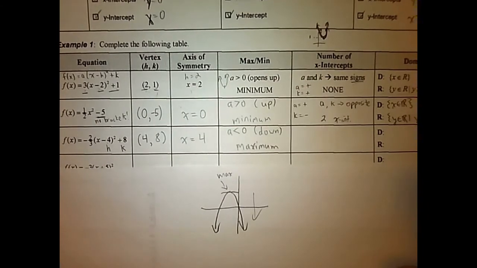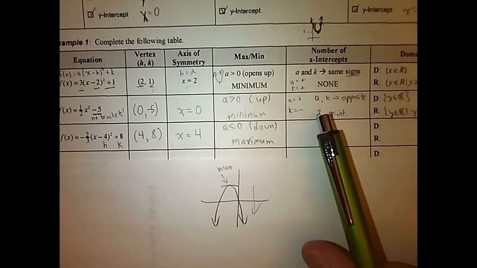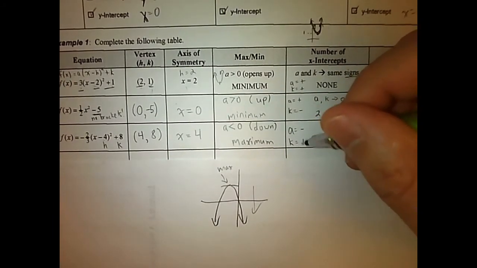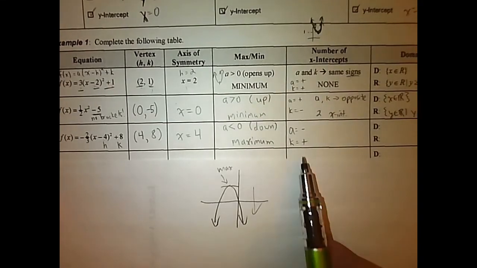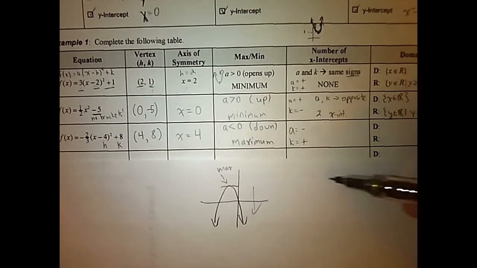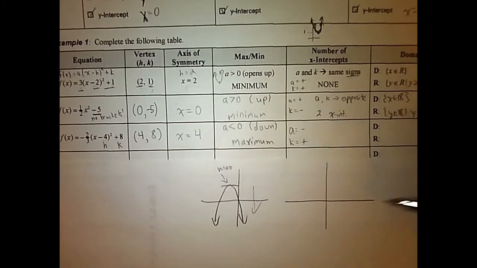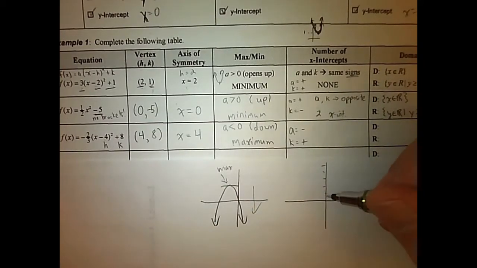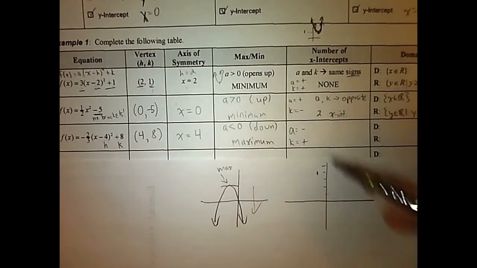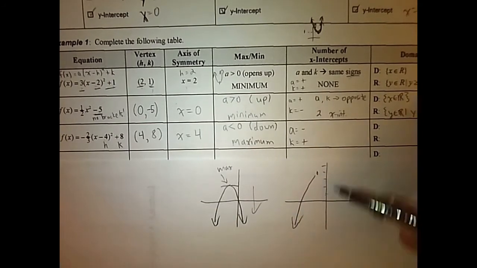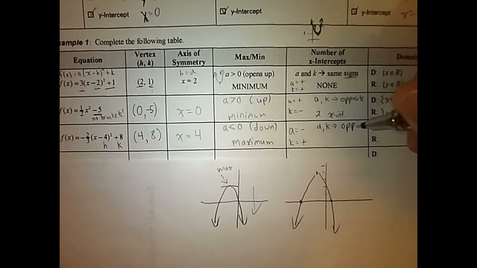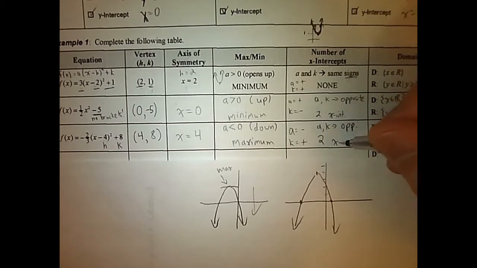So then we're going to look at the number of x-intercepts. So let's look at the a and the k values. a is negative, k is positive, which means the maximum is going to be a positive y value. So if the k value is a positive y value, the highest point has to be somewhere on the positive part, like up here, it's going to be 8, and it's opening downwards. Well, I'm going to have 2 more points where I'm going to be crossing the x-axis. So a and k are opposite, so we're going to have 2 x-intercepts.